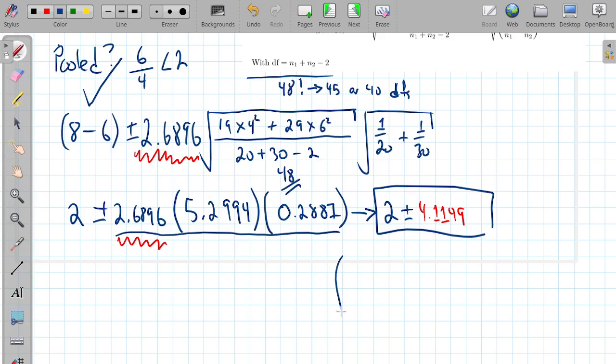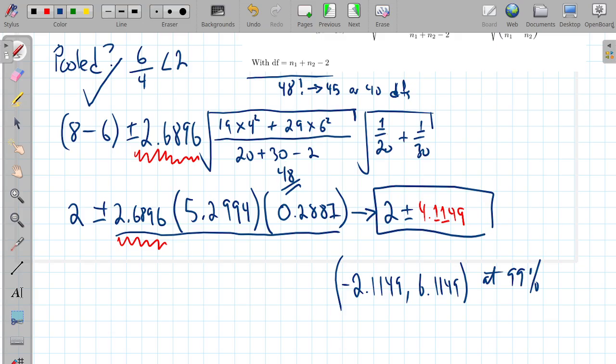Now, we can turn that into a lower bound, upper bound statement. So the lower bound will be 2 minus that last answer, and that's going to be negative 2.1149, and the upper bound will be 6.1149. There we go, at 99% confidence. I'm not entirely sure what I did there, but I got the wrong critical value, but now it's fixed up.